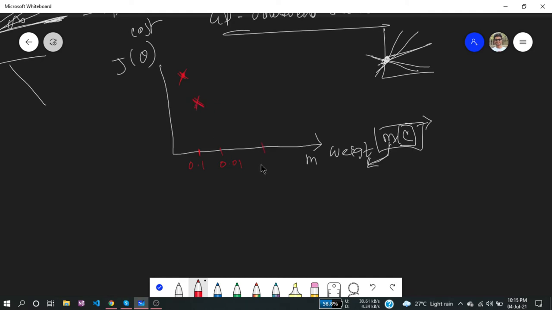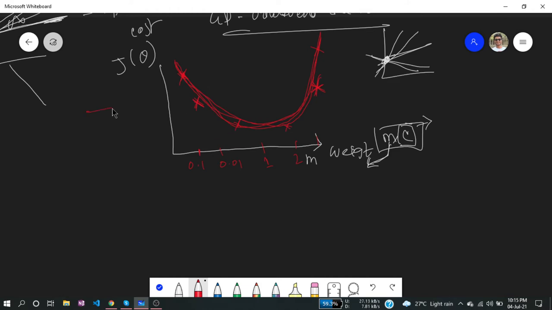Now let's assume this is just 1. Now my cost is here. Now this is 2, and now my cost is here. Now this is 3. Again, this cost might be high, right? Now you can see there is a parabolic relationship. If I join this line, you can see this is a parabola.